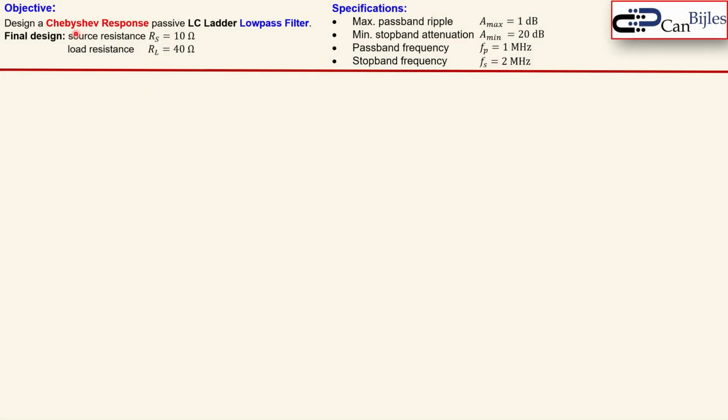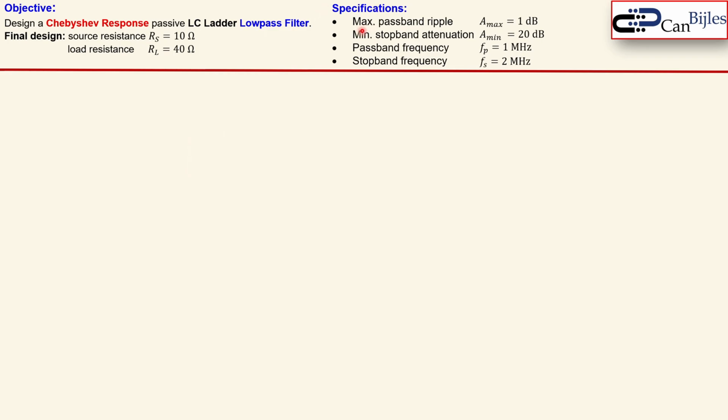Okay, this is our objective. We would like to design a Chebyshev response with a passive LC ladder configuration. It must be a low pass filter. The final design must have an RS of 10 ohms. That means the source resistor is 10 ohms and the load resistor must be 40 ohms. So you see already that these are not matched, or they are not equal.